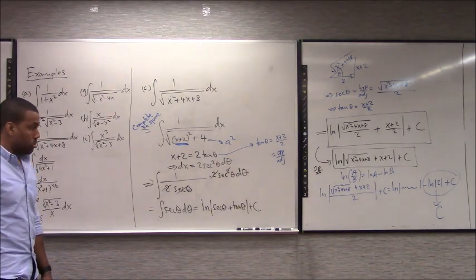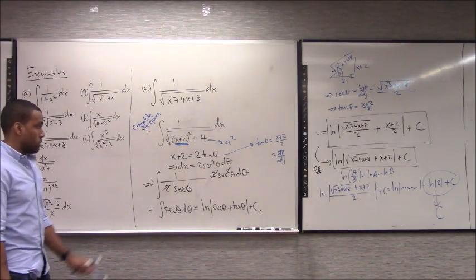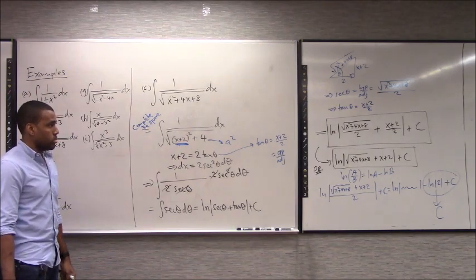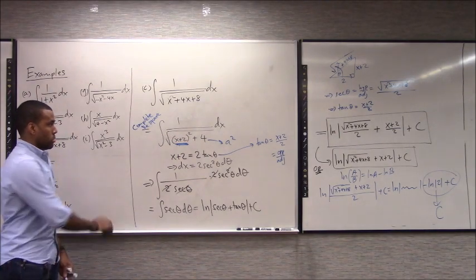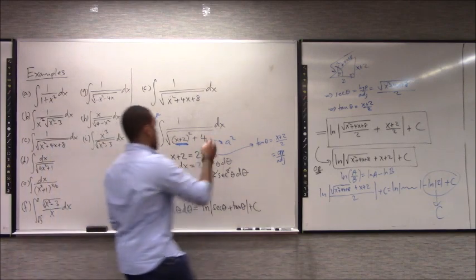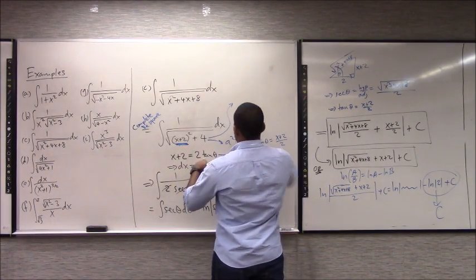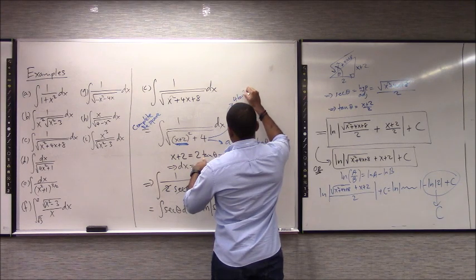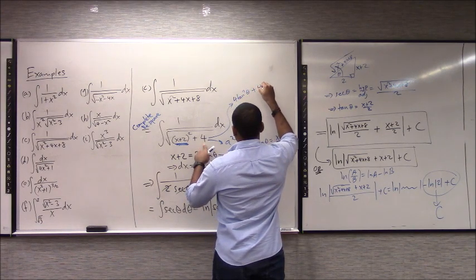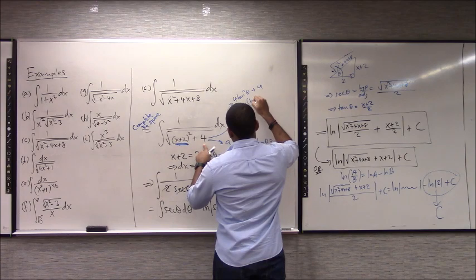When we substituted it back in, where did the plus 4 go again? Here, my x plus 2 is 2 tan theta, so this would be 4 tangent squared theta plus 4. Oh, then we factored out the 4. Factor out the 4.